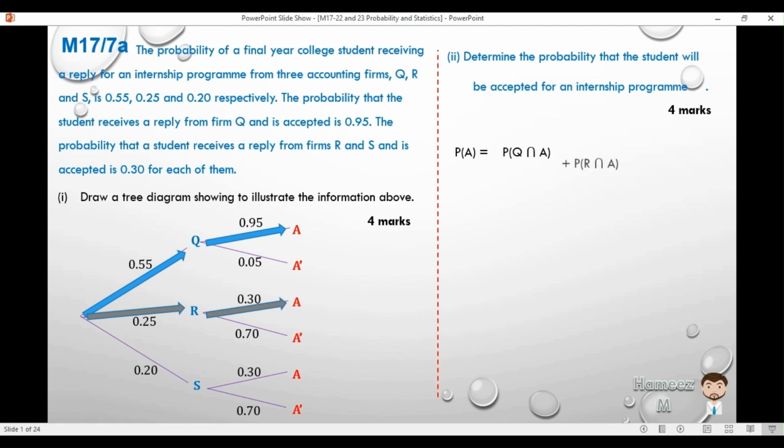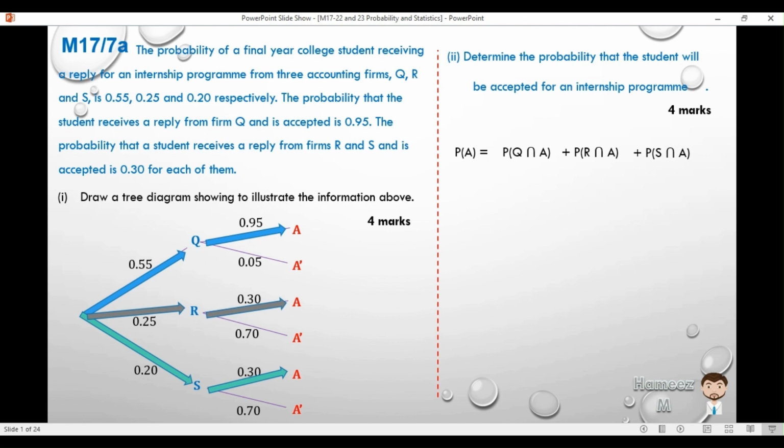So we say plus P by R intersect A, R and A. Or there's a third possibility of being accepted by firm S. So we have some green arrows there. So in this case, it will be by passing through firm S and being accepted. And we'll be using an intersection. So it's plus the probability of S intersect E.